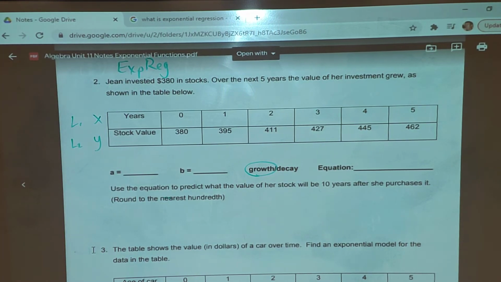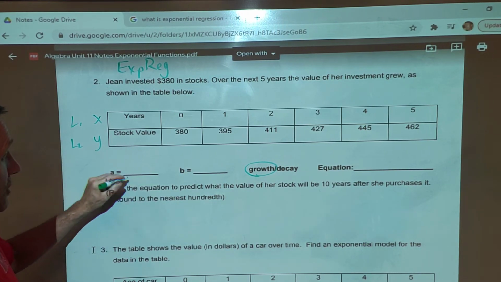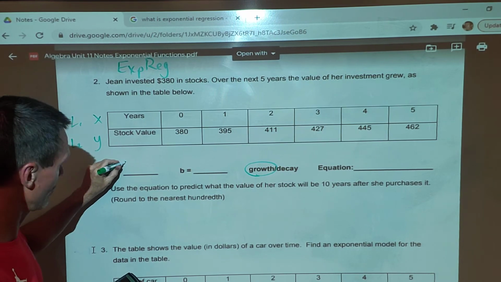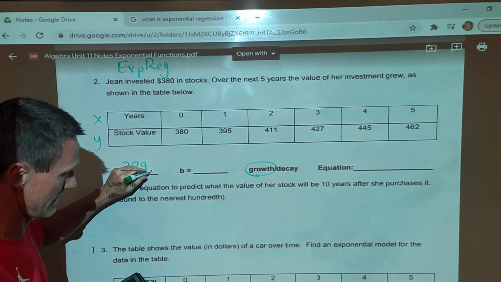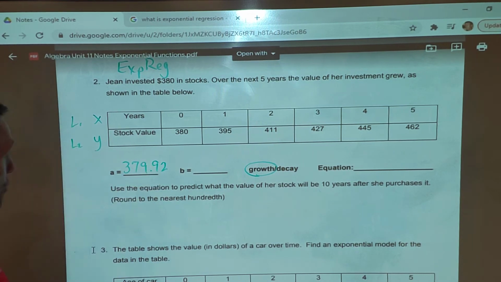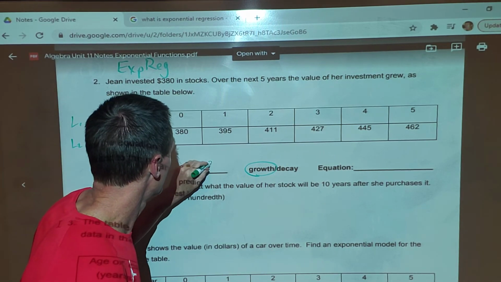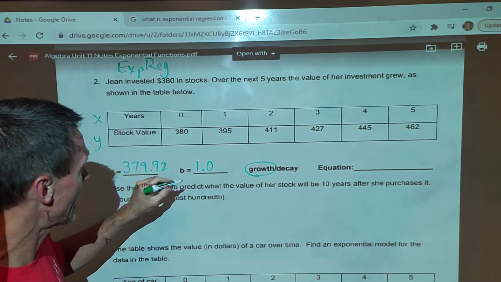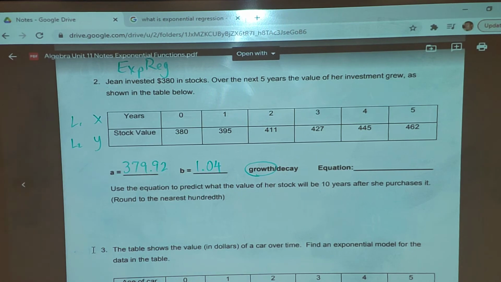All right, and once I've done that, my calculator shows me A is 379, and I'm guessing we'll still go to the nearest hundredths right here. So 379.919, which would round that up to 92. The value of B is 1.039, so that would round up to a 4.